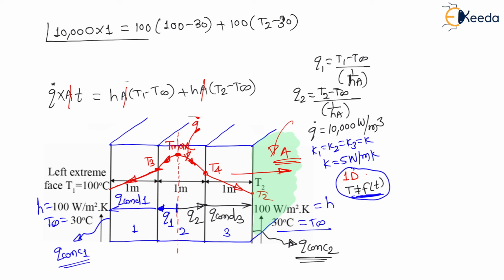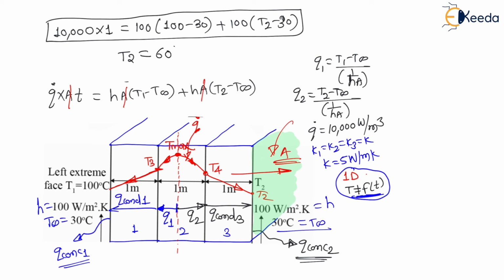So, my dear students, in this complete equation, only T2 is unknown. So, let us solve this equation for T2. I will get T2 is equal to 60 degrees Celsius. Right. So, my dear students, in degree Celsius only they are asking what is the right face temperature, T2. Therefore, T2 will be 60 degrees Celsius.